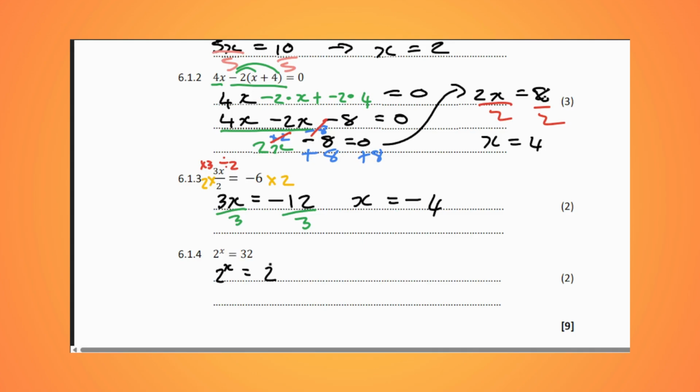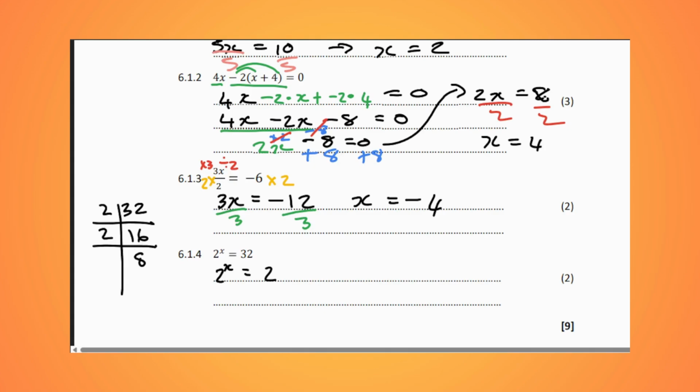So you rewrite 32 as 2 to the power something, and if you don't know, you do your tree method, right? 32. We know 2 goes in there. And 32 divided by 2 is 16. We know 2 goes in there also. Remember, these have to be prime numbers.